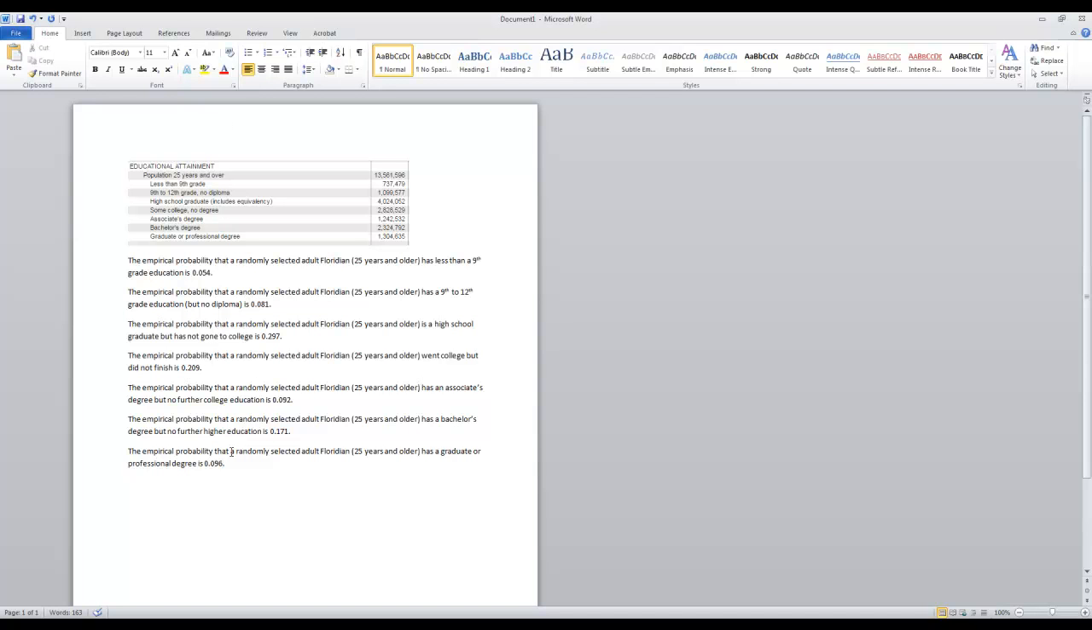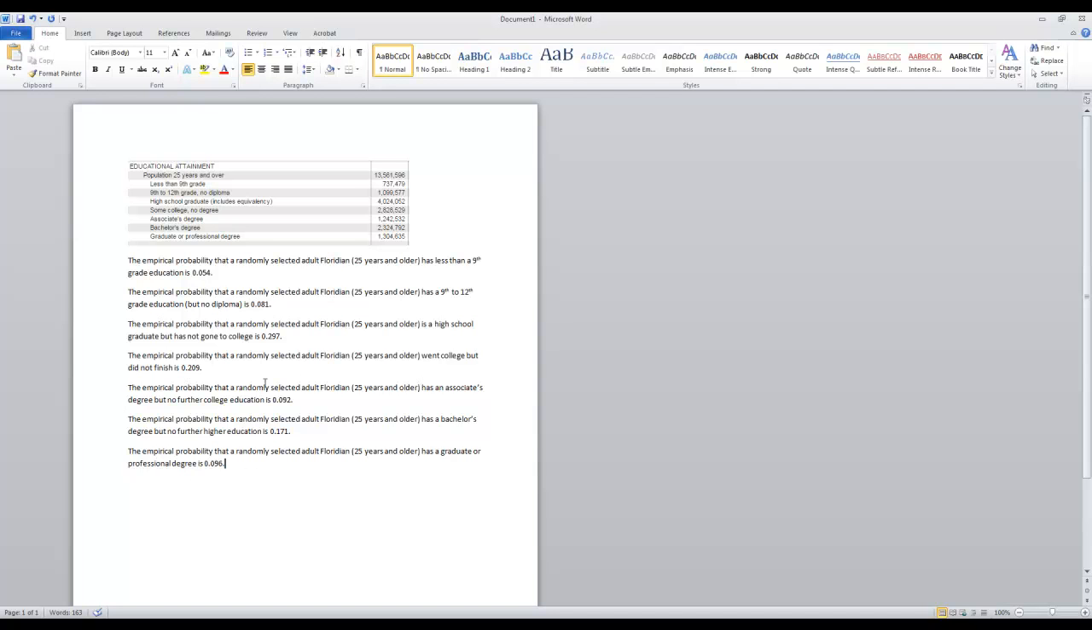Now, I haven't checked myself, so hopefully we did this right. Here's the way to check yourself. The way you know you're right, or at least can feel safe that you're right, is this. It's not a guarantee, but if you've done your math right, what will always happen with empirical probabilities is that if you add all of them up, you should get 1.